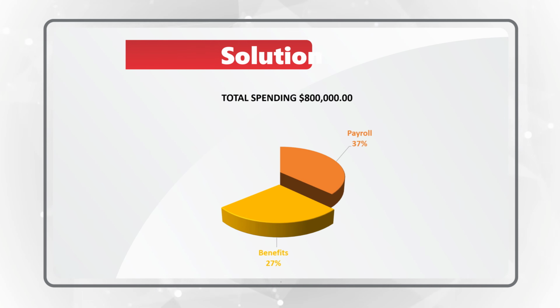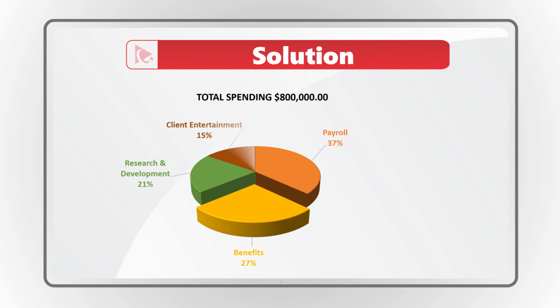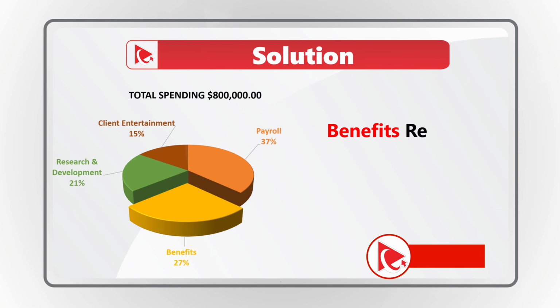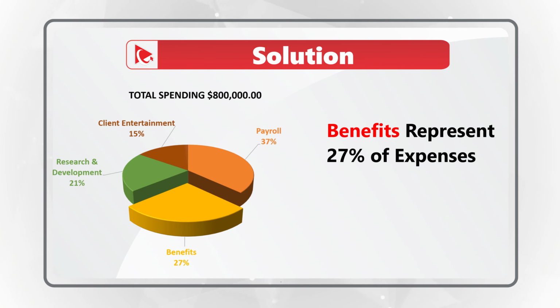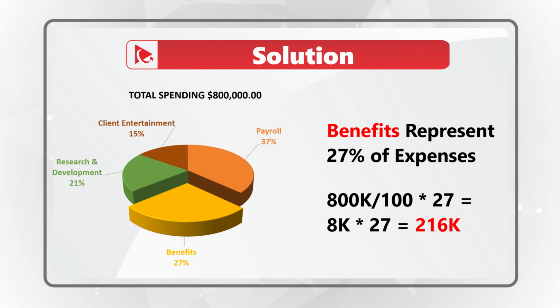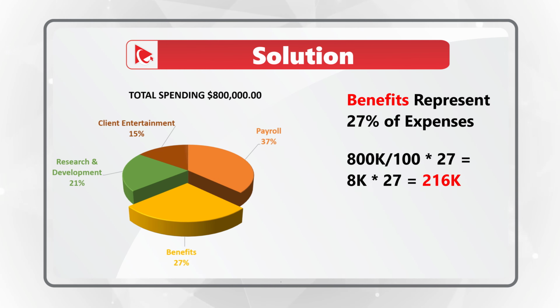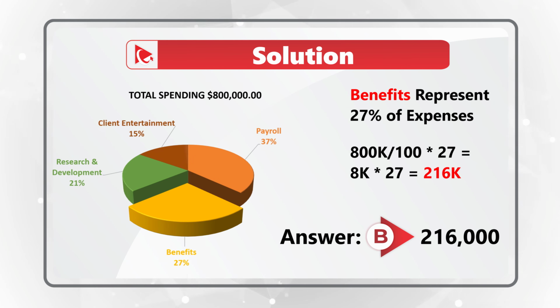First step to solve it is to look at the chart and identify the benefits segment. Benefits represent 27% of all expenses. To calculate the amount for benefits, we need to divide 800,000, which is total expense, by 100 and multiply by 27%, because benefits represent 27%, which would be equal 8,000 multiplied by 27, which would be equal $216,000. So the correct choice here is choice B, $216,000.